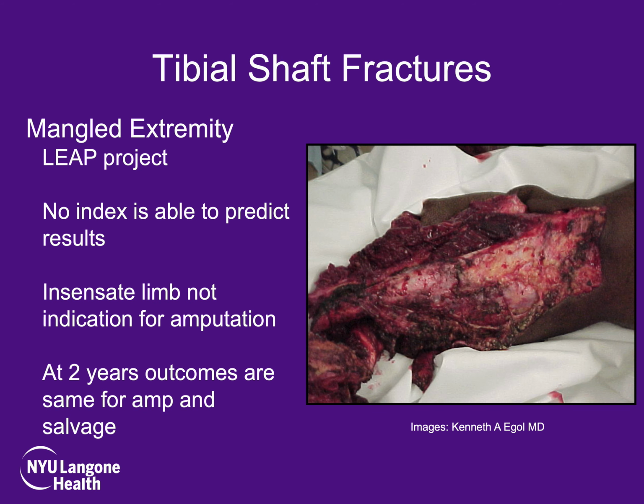The mangled extremity is a separate topic, best described with the LEAP paper, Lower Extremity Assessment Project. The key takeaways from this multi-center study were that no extremity index was able to predict outcome. An insensate limb is not an indication for immediate amputation in severe mangled extremities. And finally, at 2 years, outcomes are similar for those who underwent early amputation and those who underwent limb salvage.